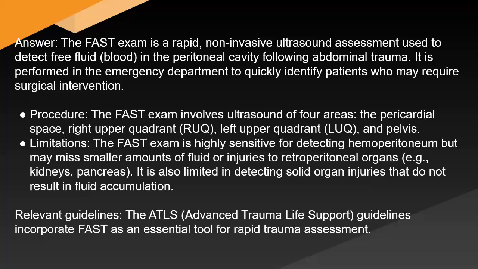Procedure: The FAST exam involves ultrasound of 4 areas: the pericardial space, right upper quadrant, left upper quadrant, and pelvis. Limitations: The FAST exam is highly sensitive for detecting hemoperitoneum, but may miss smaller amounts of fluid or injuries to retroperitoneal organs, e.g. kidneys, pancreas. It is also limited in detecting solid organ injuries that do not result in fluid accumulation. Relevant guidelines. The ATLS (Advanced Trauma Life Support) guidelines incorporate FAST as an essential tool for rapid trauma assessment.